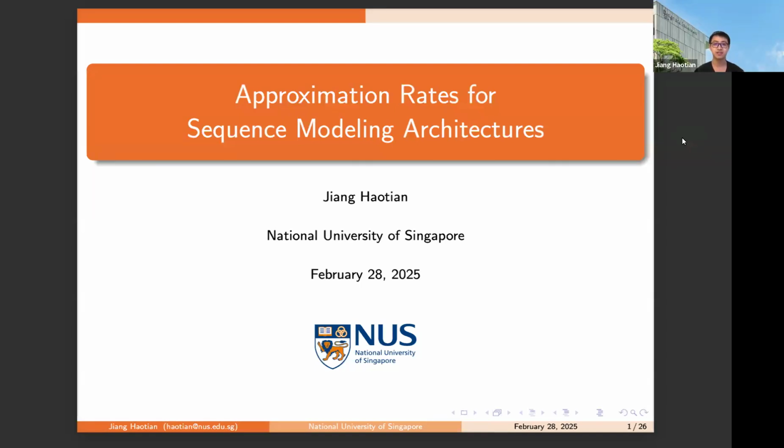Okay, thank you for the invitation to the seminar. Today I will talk about the approximation rates for the sequence modeling architectures. Okay, so let's start.